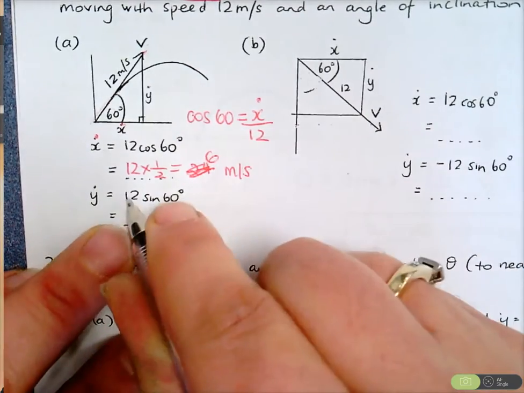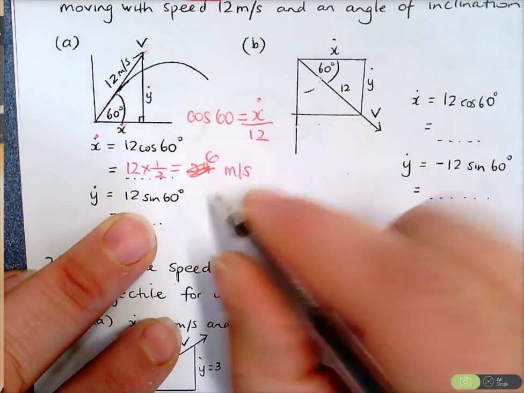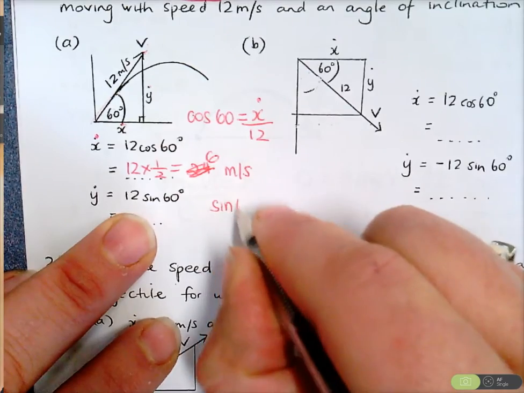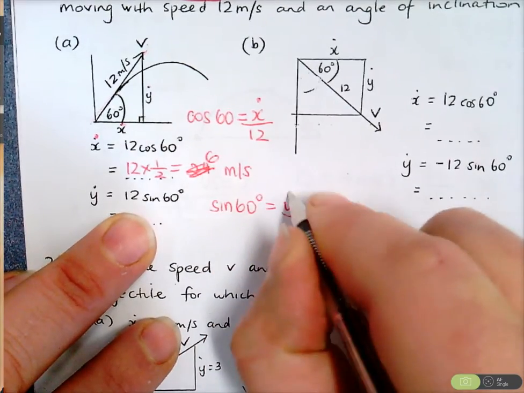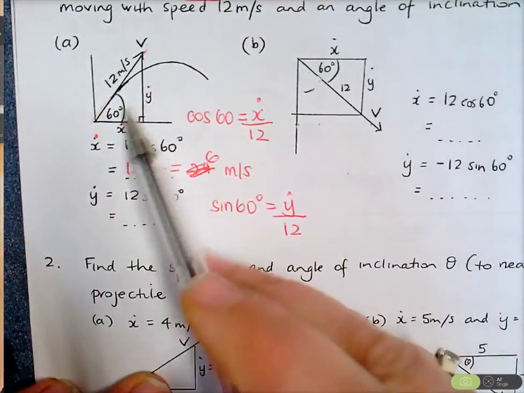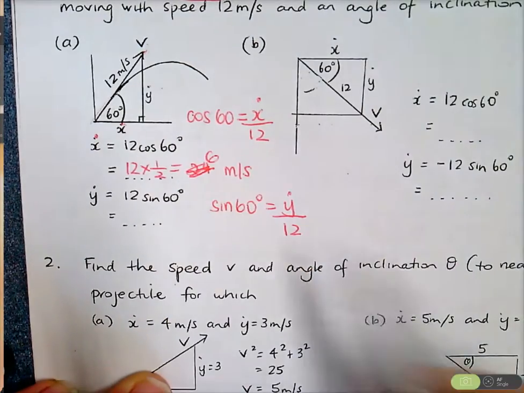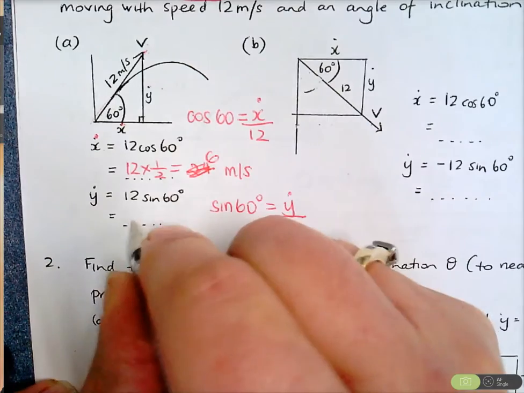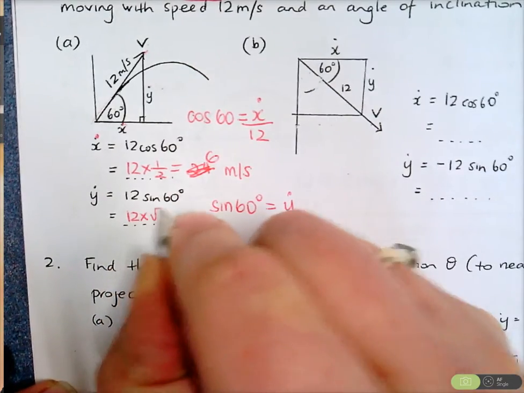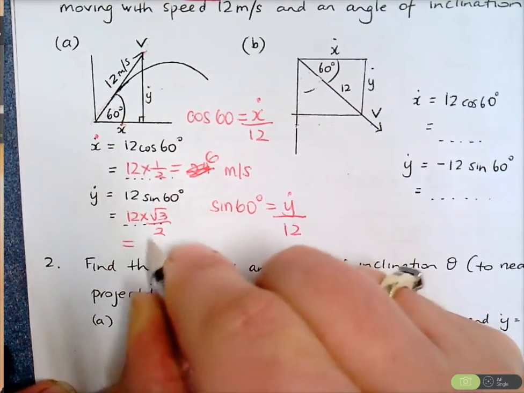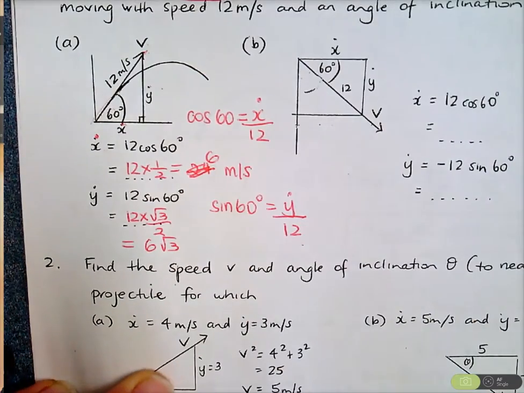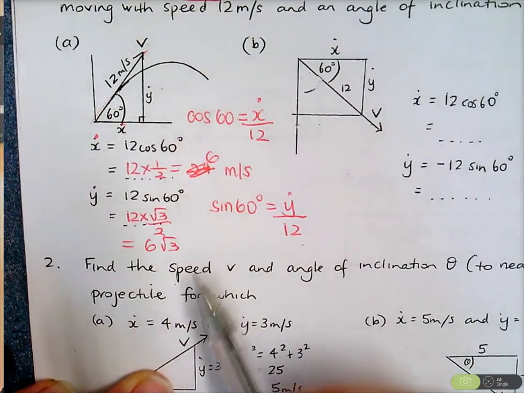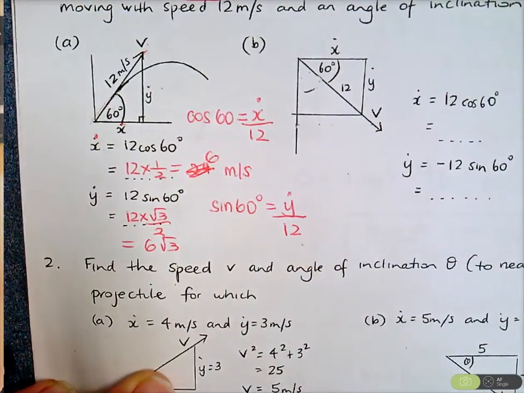And see, before you write y dot is 12 sine 60, we should be writing sine of 60 is y dot on 12. Sine of 60 is y dot on 12, therefore y dot is 12 sine 60. What's sine of 60? Root 3 on 2. So therefore this is 6 root 3. That's the vertical component of the initial velocity.